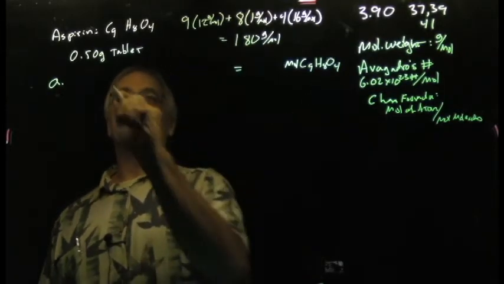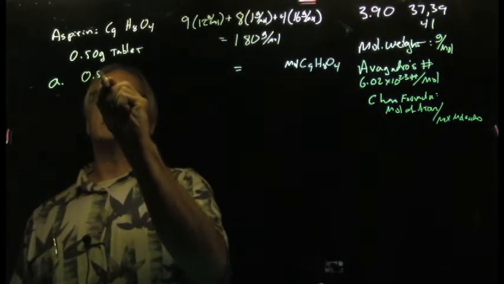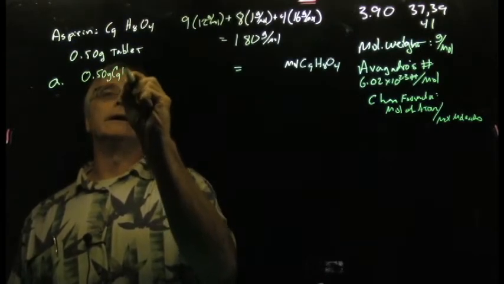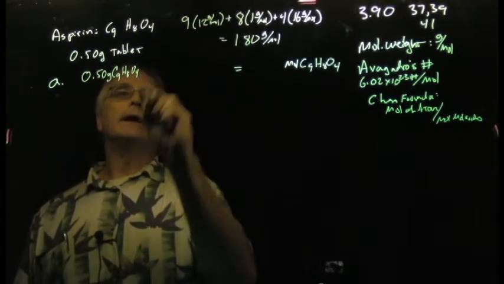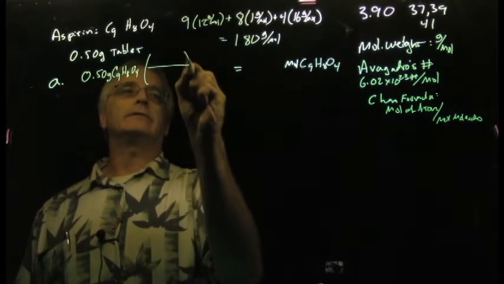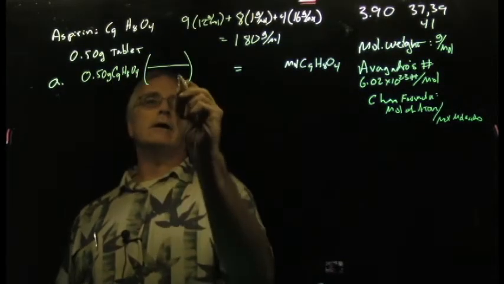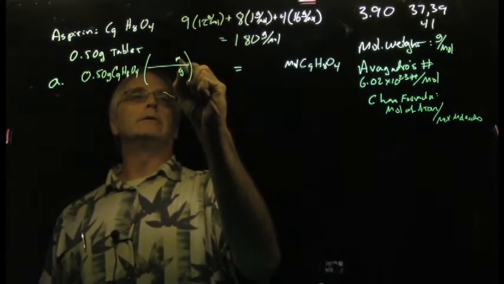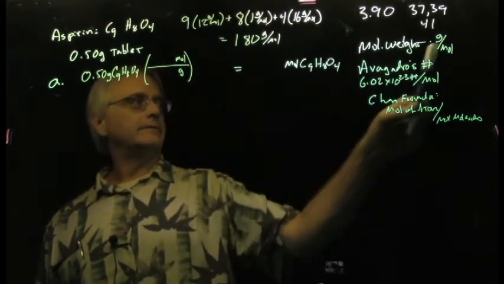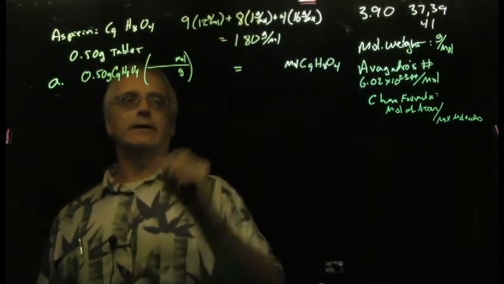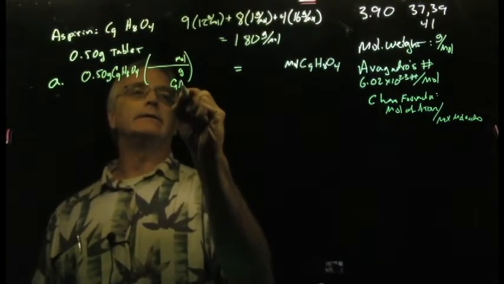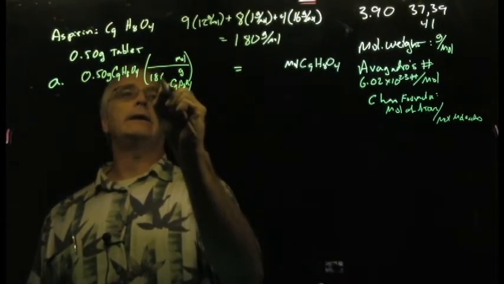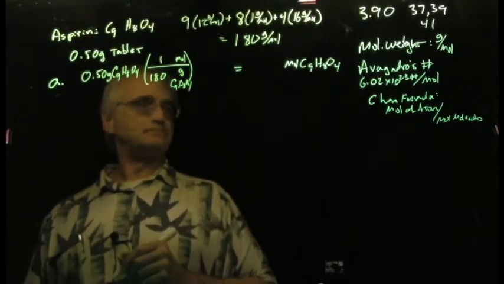That's where we're going. And our starting point, of course, is going to be the 0.50 grams of C9H8O4. And here we go. Classic conversion factor type stuff. Grams of C9H8O4 are going to go away. I'm going to turn them into moles. What's the magic conversion factor? Yes, indeed, it's the molecular weight. Grams of C9H8O4. And as we just calculated, that's 180 grams per mole.